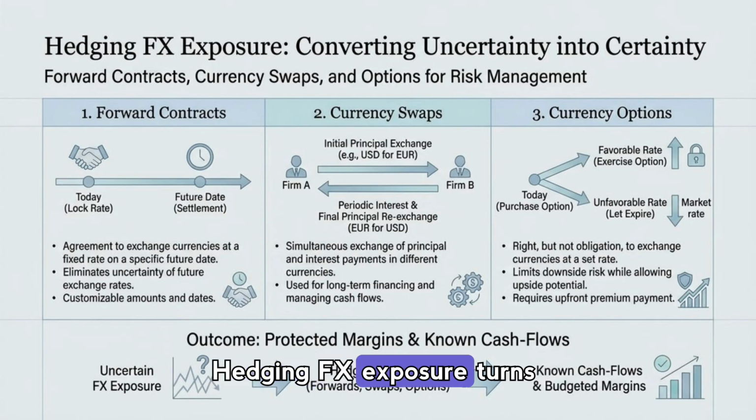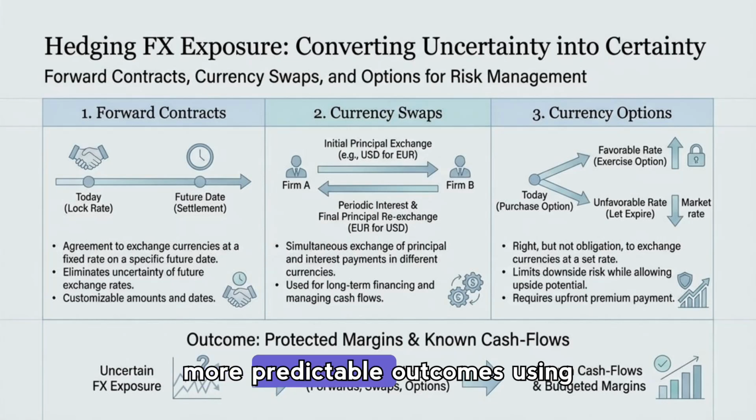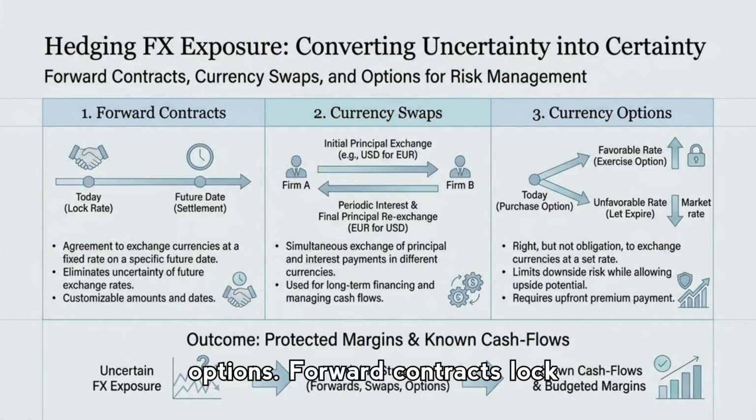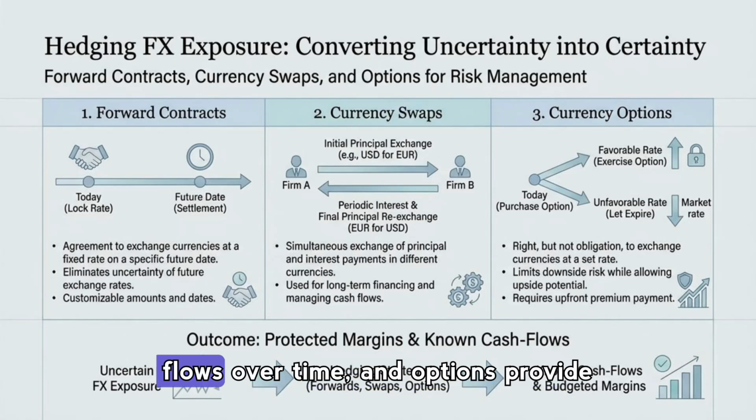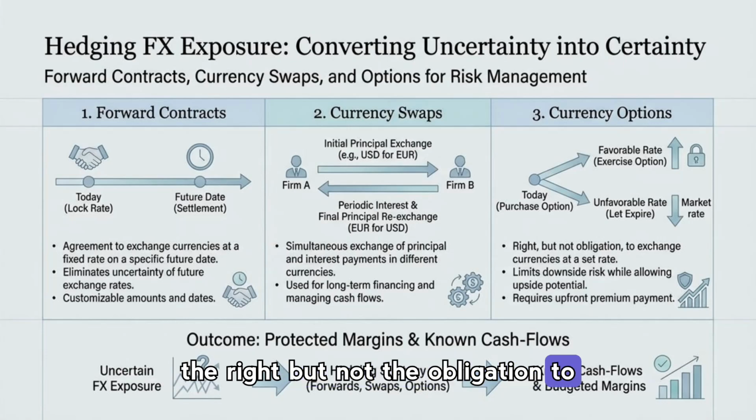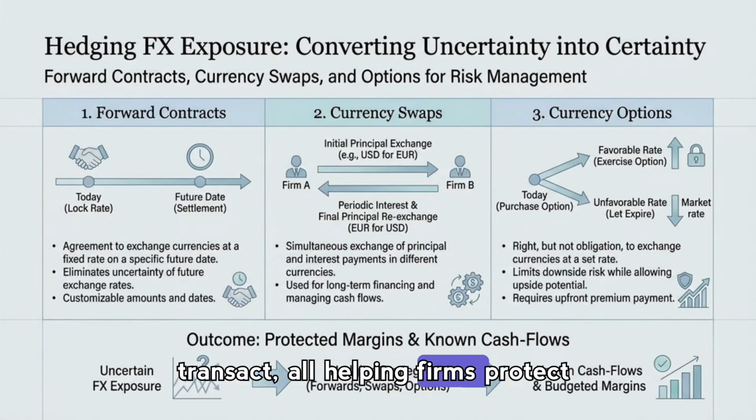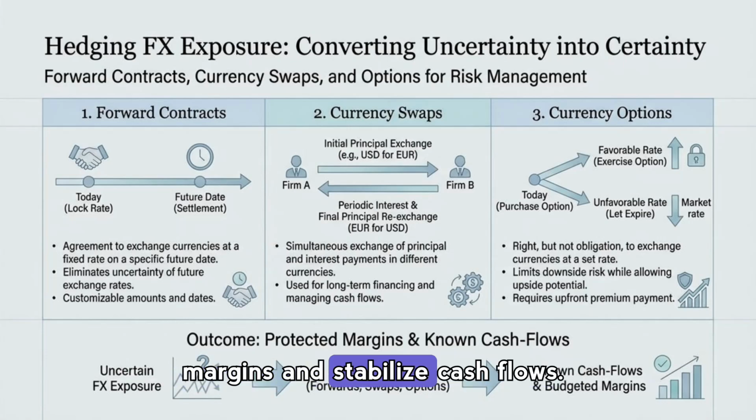Hedging FX exposure turns uncertain future currency moves into more predictable outcomes using forwards, currency swaps, and options. Forward contracts lock rates for future settlement, swaps exchange principal and interest flows over time, and options provide the right but not the obligation to transact, all helping firms protect margins and stabilize cash flows.